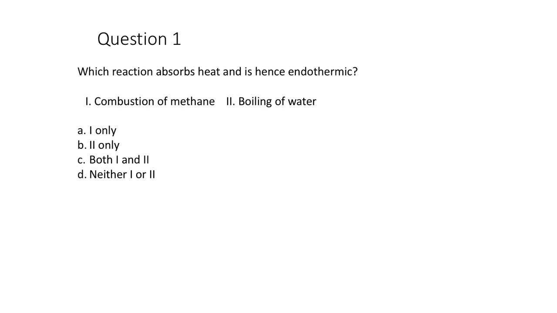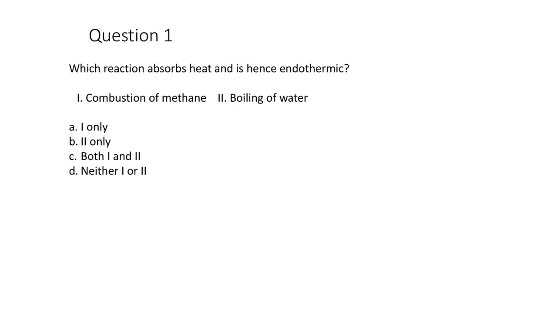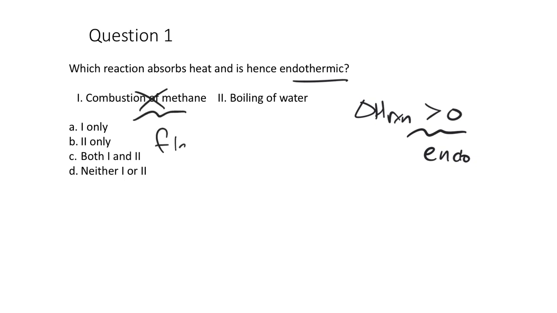So which reaction absorbs heat and is hence endothermic? The process of absorbing heat is what we call endothermic. So that means the delta H, the enthalpy change of the reaction, has to be greater than 0. That's the meaning of absorbing heat. That's endothermic. A process that absorbs heat is generally not a combustion reaction. These are reactions that produce a flame or an explosion. That's heat being given off. Those are exothermic reactions. The delta H of those reactions is negative, so less than 0.